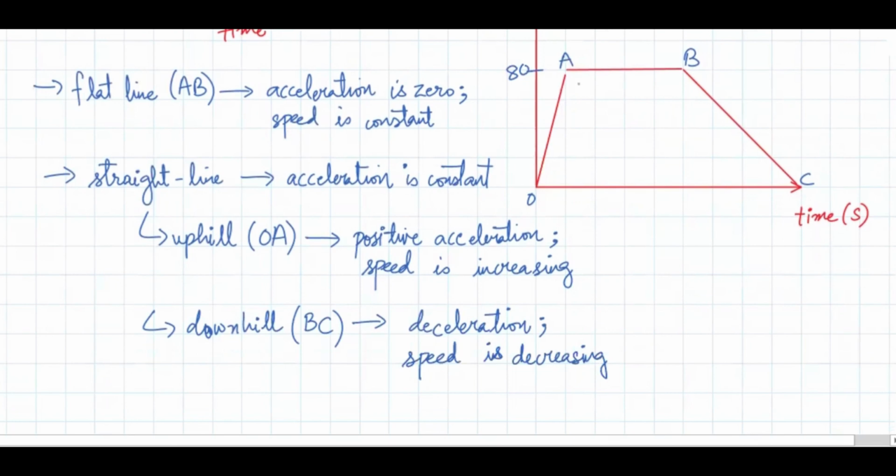Now again, you could look at the steepness of the straight line as well. If the line is very steep, like the line OA, then the acceleration or deceleration, whatever it is, is going to be large. If the line is less steep, like the line BC, then the acceleration or the deceleration is going to be small.